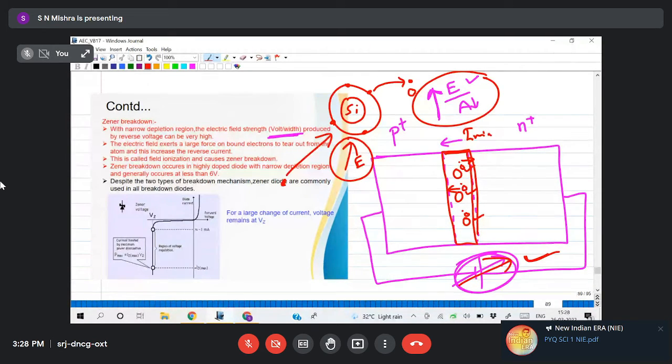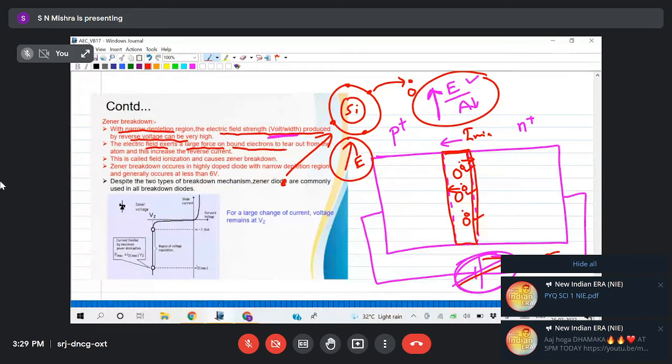So if you compare with the previous case, here the process is a little bit different, but I am getting the minority carrier. And when the electrons and holes are moving, we'll get minority current. So with narrow depletion region, the electric field strength, volt per meter, produced by reverse voltage is very high, and this electric field exerts large force on bound electrons to tear out from the atom and increase the reverse current. And this is called field ionization.